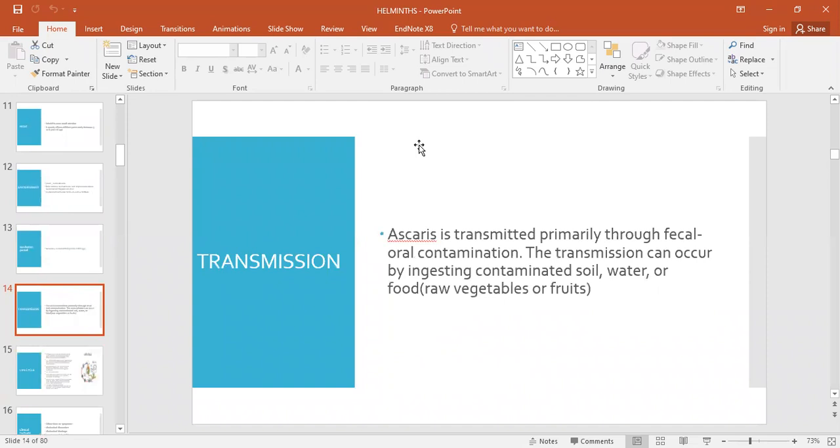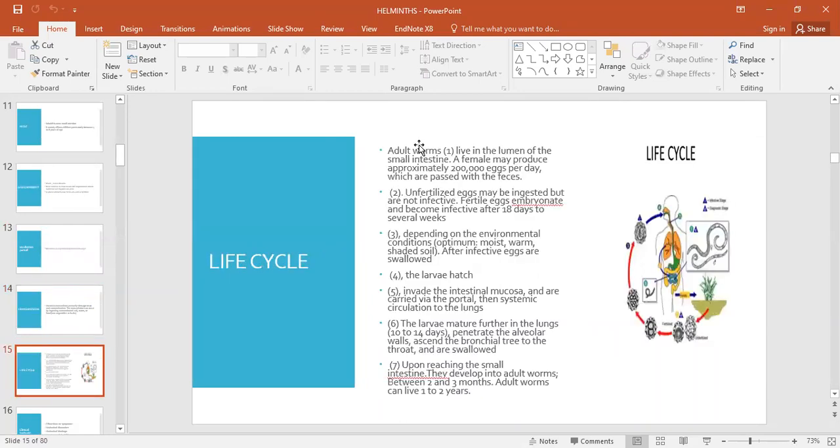Transmission: Ascaris is transmitted primarily by fecal contamination. The transmission can occur by ingesting contaminated soil, water, or foods such as raw vegetables and fruits. Life cycle.